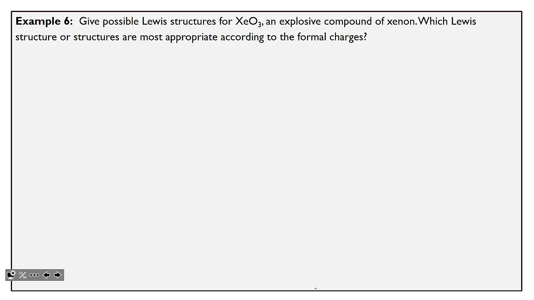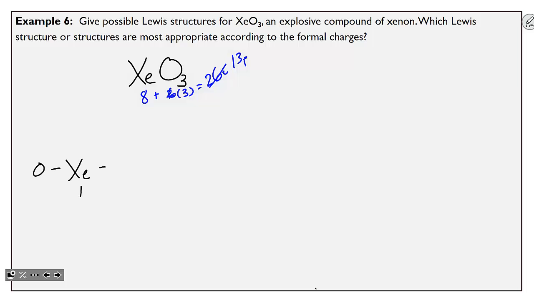Example 6 has us look at xenon trioxide. Xenon comes after magnesium on the periodic table and can have an expanded octet. Overall, we have 26 electrons, or 13 pairs. Drawing it the way we've learned so far, xenon connected to 3 oxygens costs us 3 pairs. We have 10 left, giving each oxygen its lowest energy state takes us down to 1 remaining. This is a valid Lewis structure.